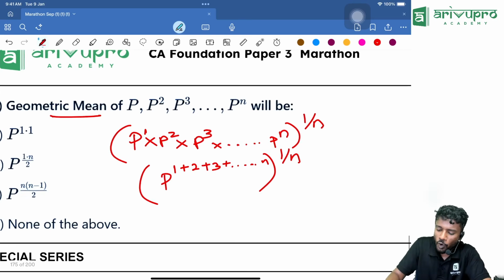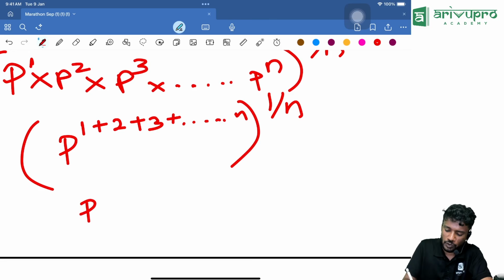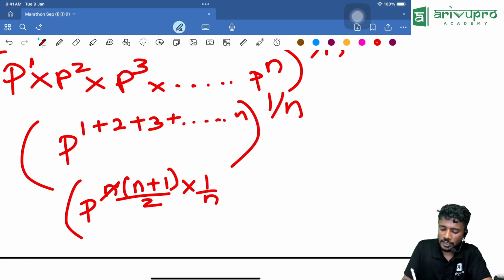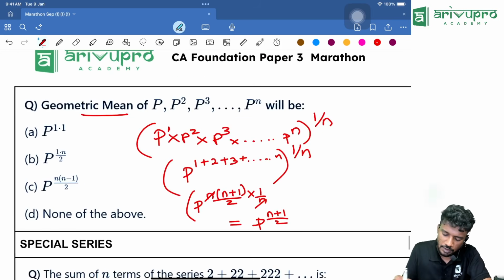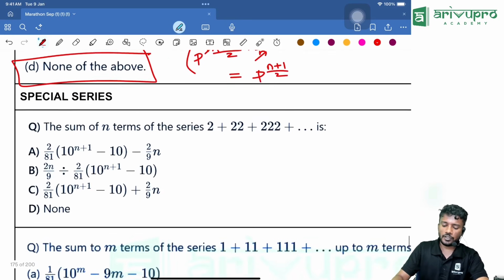Now people, what is the power? 1 plus 2 plus 3 plus etc., up to n is what? Sum of n natural numbers. That can be written as p raised to n into n plus 1 divided by 2, the entire thing raised to 1 by n. So can I write that? Yes. The n cancels. What is remaining? p raised to n plus 1 divided by 2. What is the answer? None of the above. Yes. Now special series.